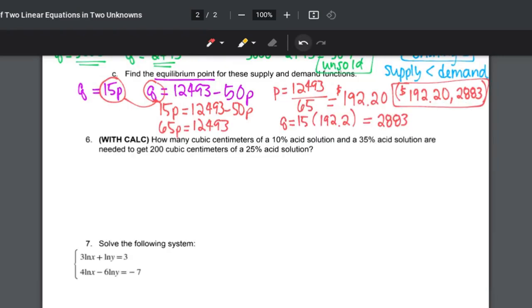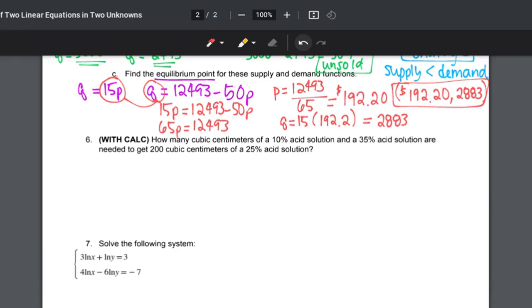Number 6 is also going to be a with calculator problem. So another real-world scenario to use a system of equations. So it says how many cubic centimeters of a 10% acid solution and a 35% acid solution are needed to get 200 cubic centimeters of a 25% acid solution. So one has too much acid, one has too little acid. We mix them together in a certain quantity. We should be able to get the appropriate amount of acid. So 25% is our goal.